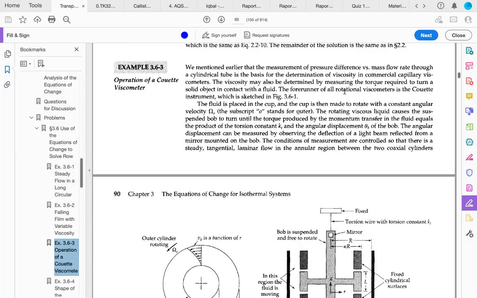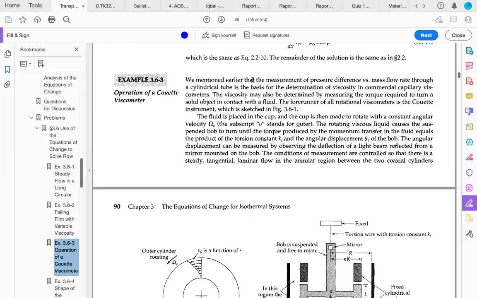Okay, so let me explain again. The viscosity may also be determined from the torque. Here we can measure pressure difference and mass flow through a cylindrical tube. This is the basis for the determination of viscosity in a commercial capillary viscometer. The one that you know is actually the capillary viscometer.